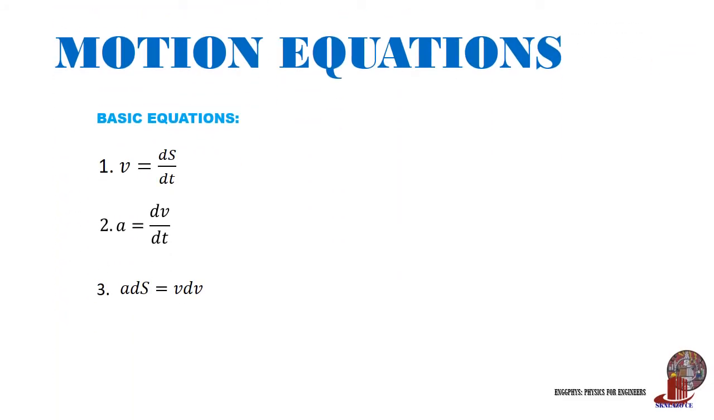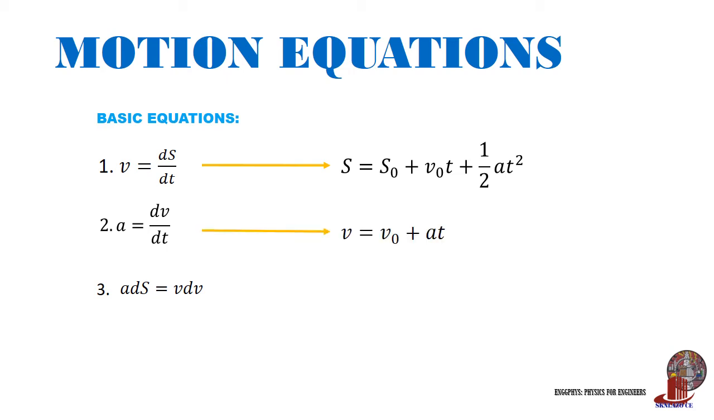By checking the manner of our derivation, we initially have three basic equations, whereby v is equal to ds over dt yielded the formula for position. Acceleration, dv over dt, gave us the formula for velocity in terms of time. And a ds is equal to v dv showed the velocity formula using position.